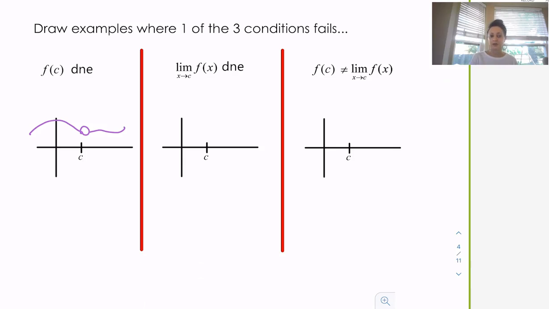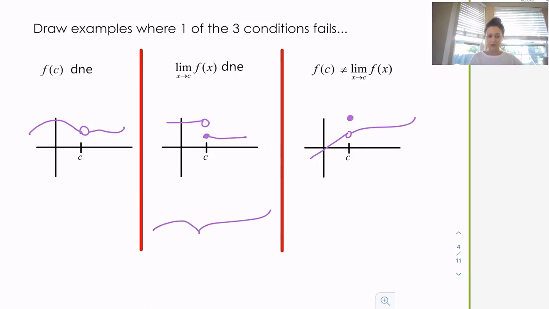So try to draw a graph where the limit does not exist, but the function value does. And then on the last one, we want both to exist, but we don't want them to be equal to each other. Okay, so try those. When you're ready to see potential answers, go ahead and hit continue. All right, so I've got potential answers on the screen. Of course, answers will vary.